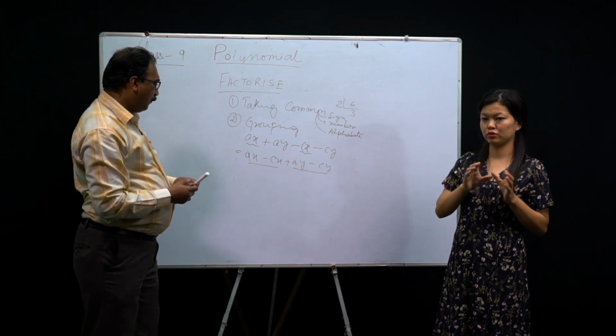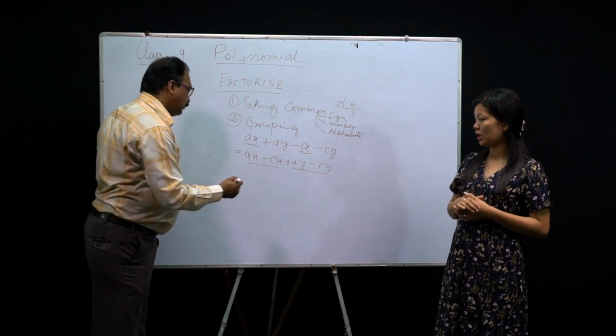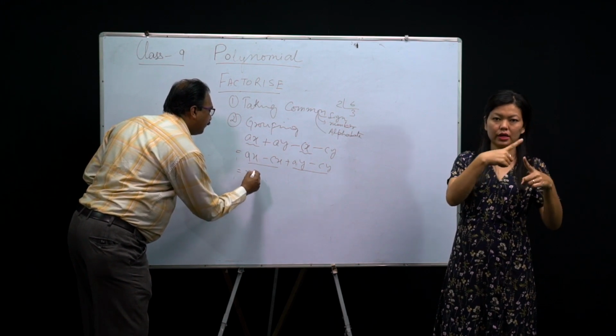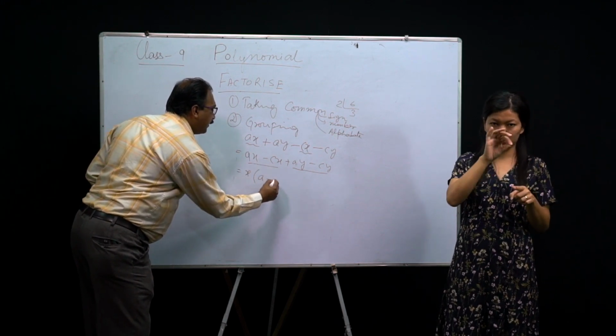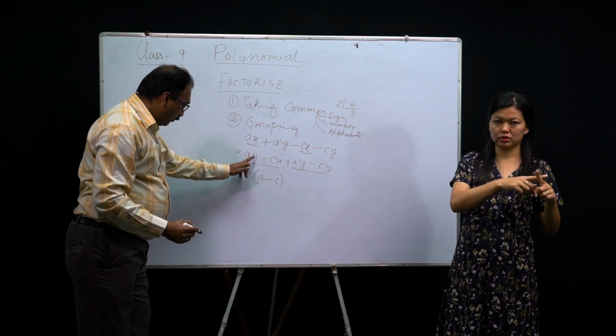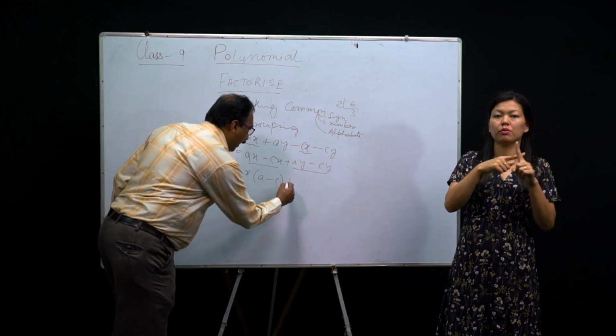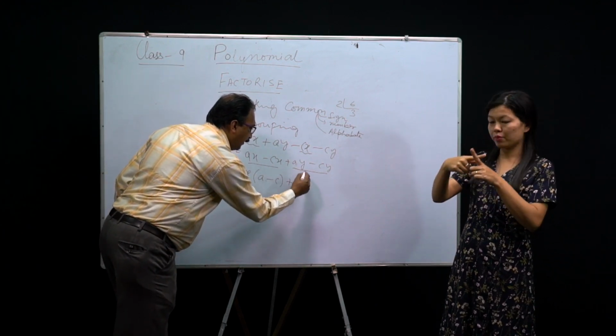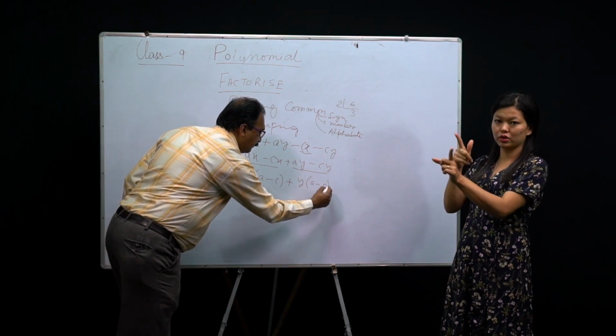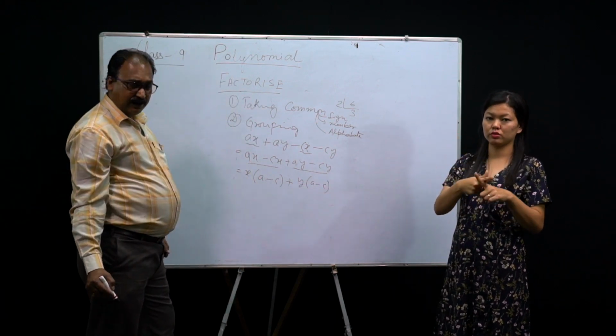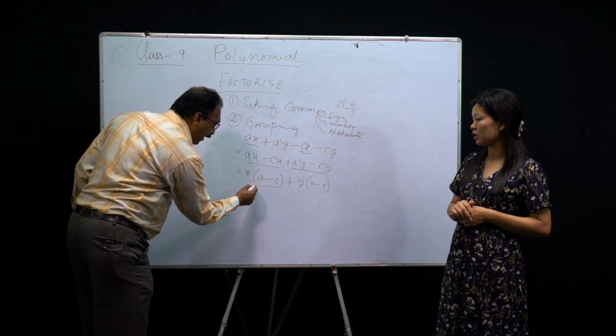Now from this group you have to take common. What is to take common? x. Then it is a minus c. I take common means cancel c. Then plus y take common. Then it is a minus c. Are you clear?